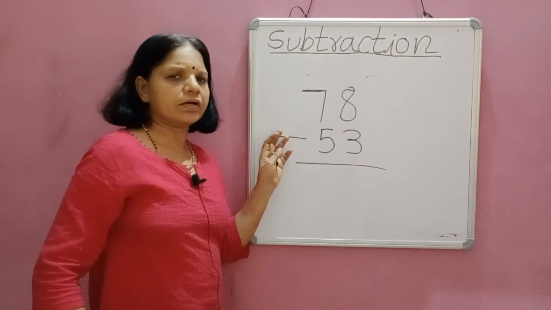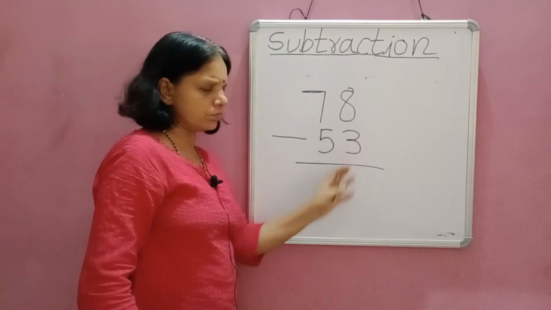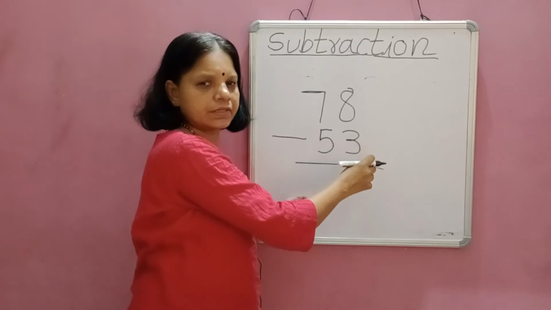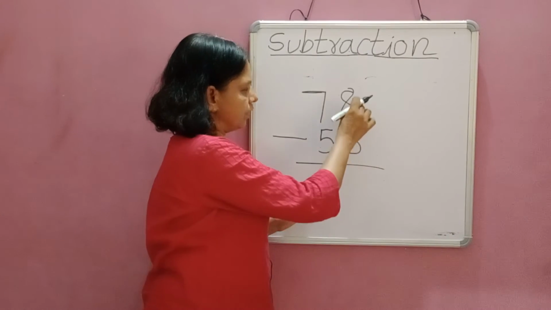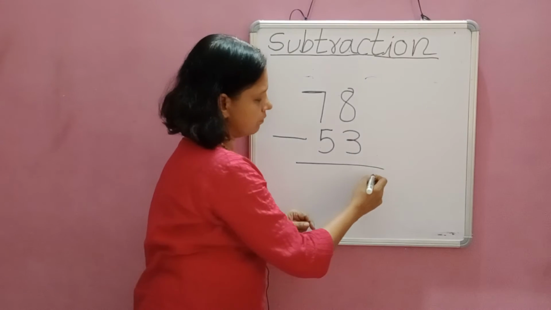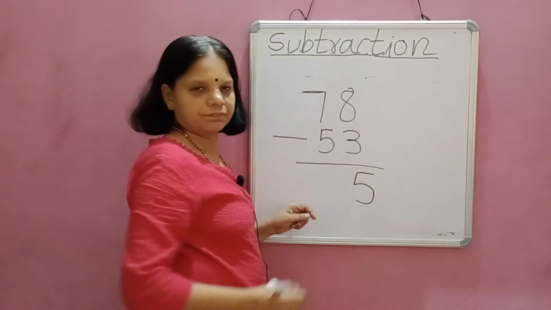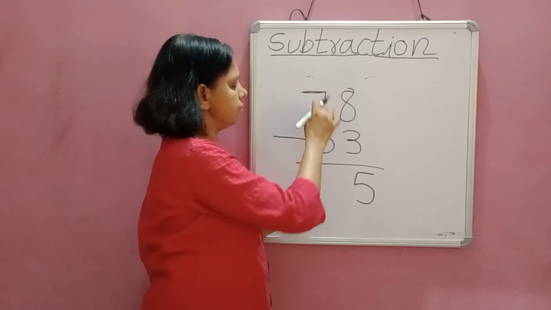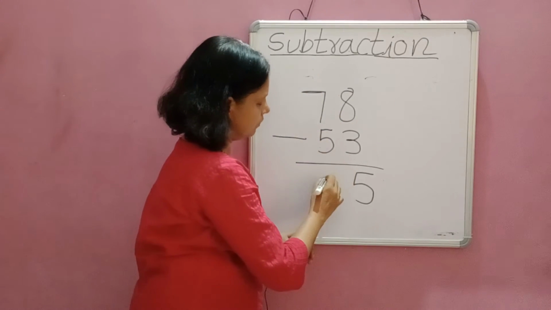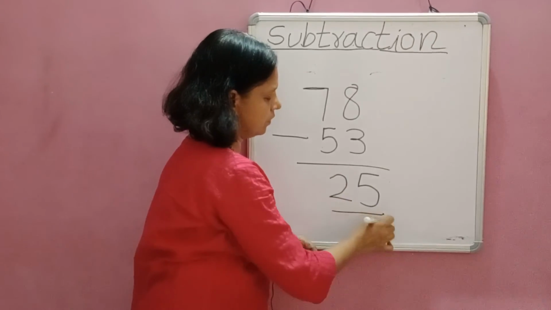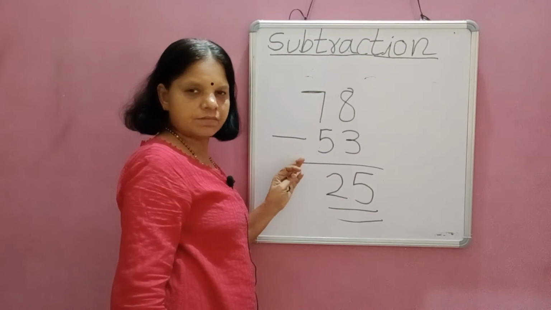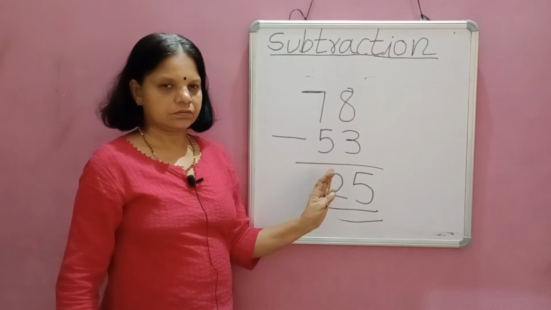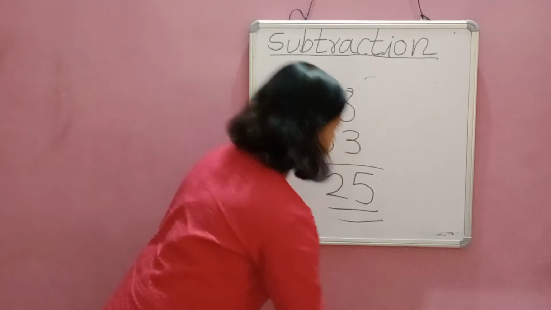Similarly, how you have done in addition, same way. We start from the units place. Digits of the same places can be subtracted. So what is 8 minus 3? 5. Now take the digits in the tens place. 7 minus 5? 2. 25 is the result. So using the place value concept, we can easily get the result of subtraction. Now another example.